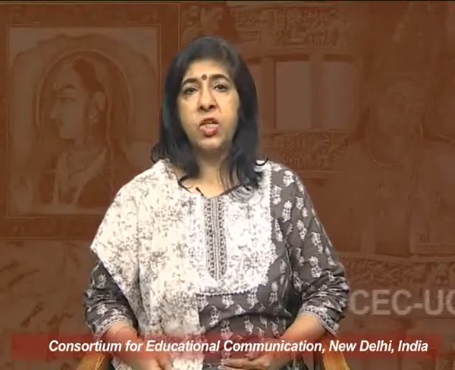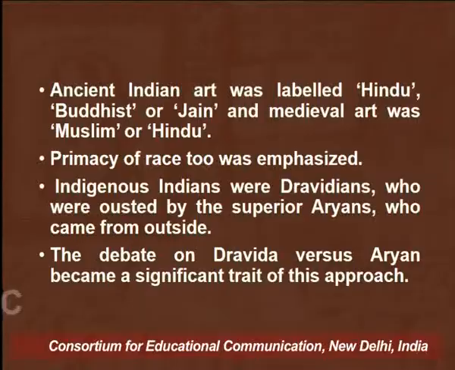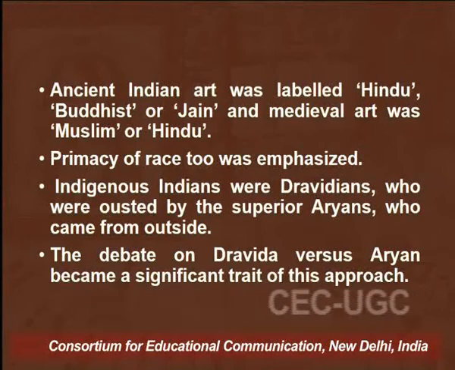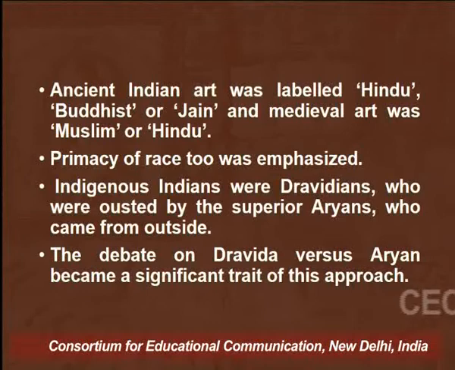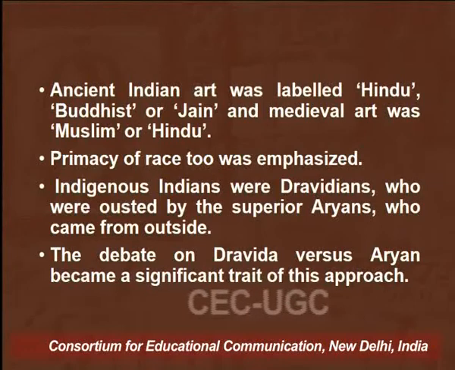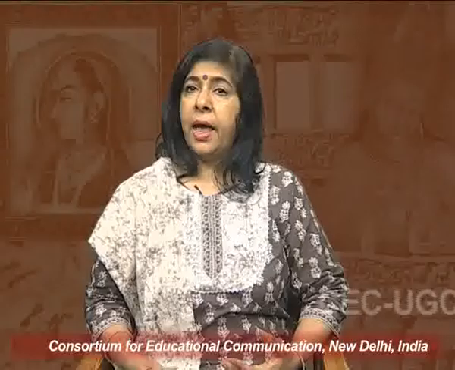So ancient Indian art was labelled Hindu, Buddhist or Jain, while medieval art was labelled as Muslim or Hindu, without taking into account the fact that most of these art forms, even when they were coming up in the medieval period, were a result of hard work and efforts of people belonging to all communities.